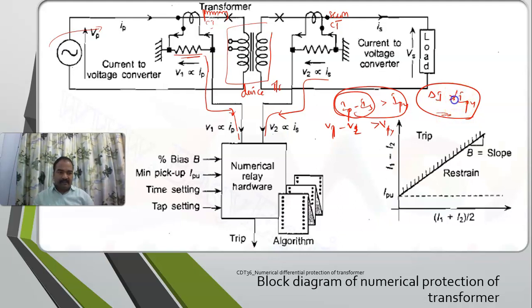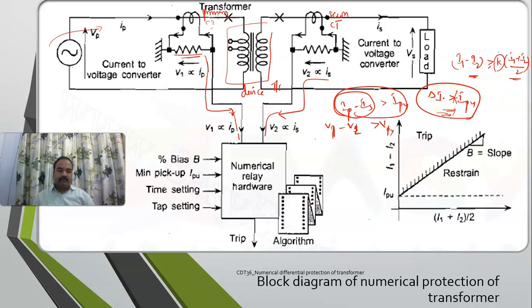Apart from this, there will be a constant which we call the percentage bias. That is another thing which we will be discussing in the class. It is just like I1 minus I2, this is your delta I, is greater than K into (I1 plus I2) by 2. This is your differential current, this is your bias current. So this is what we call the percentage bias.